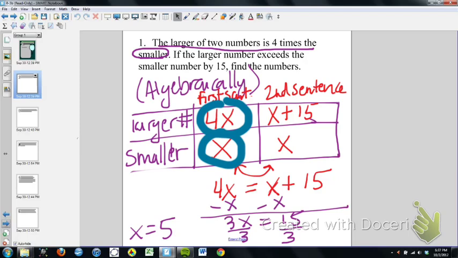So the smaller number is equal to 5, and the larger number is 4 times that, which is 20. If I look at the second representation, the smaller number would again be 5, and if I put x in here, I'd have the larger number be 5 plus 15, which is 20. So both of the representations come up with the same thing. The numbers are 5 and 20.